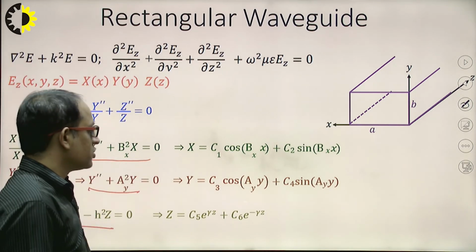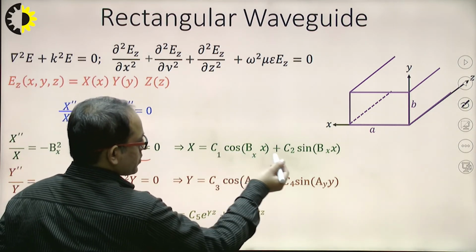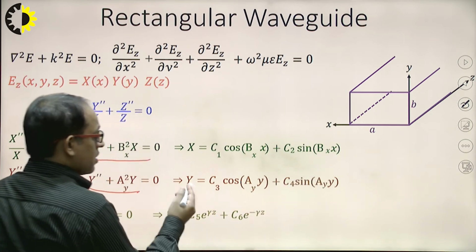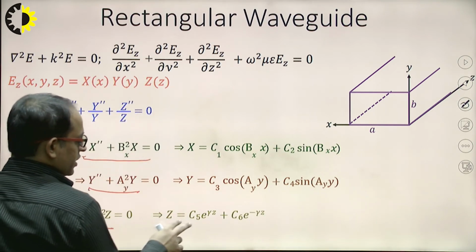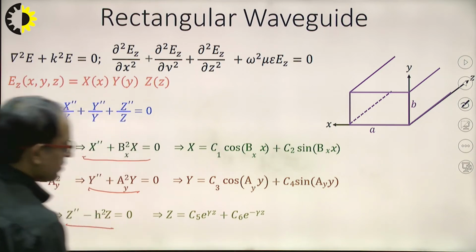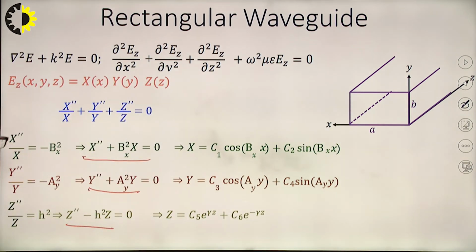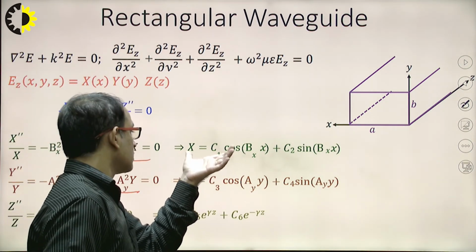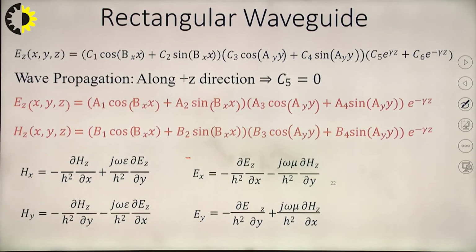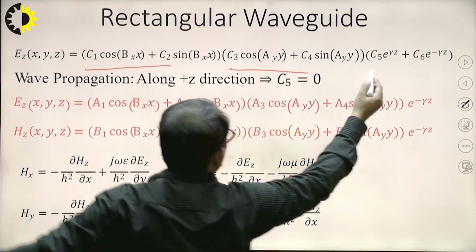On solving these partial differential equations, X comes out to be c1 cos of bx plus c2 sin of bx, Y equal to c3 cos of ay plus c4 sin of ay, and Z equal to c5 e to the power minus gamma z plus c6 e to the power gamma z. Clear? Now c1, c2, c3, c4, c5, c6 are the constants that we find while finding the solutions of this partial differential equation. Clear?